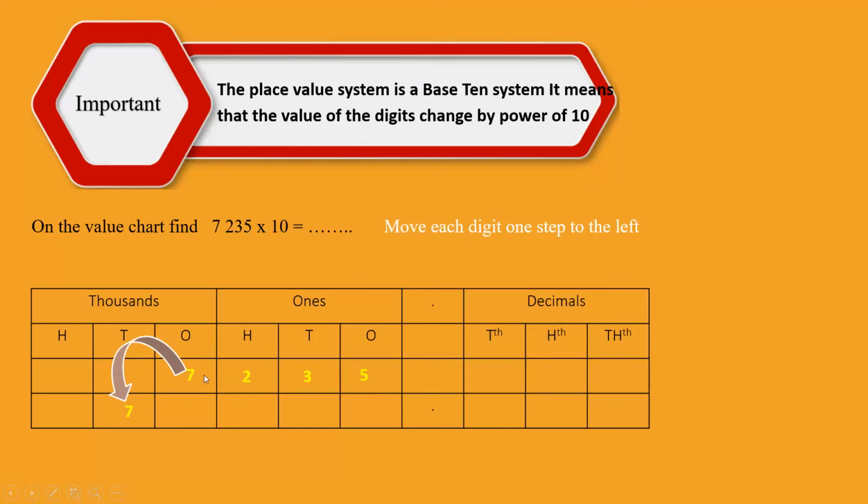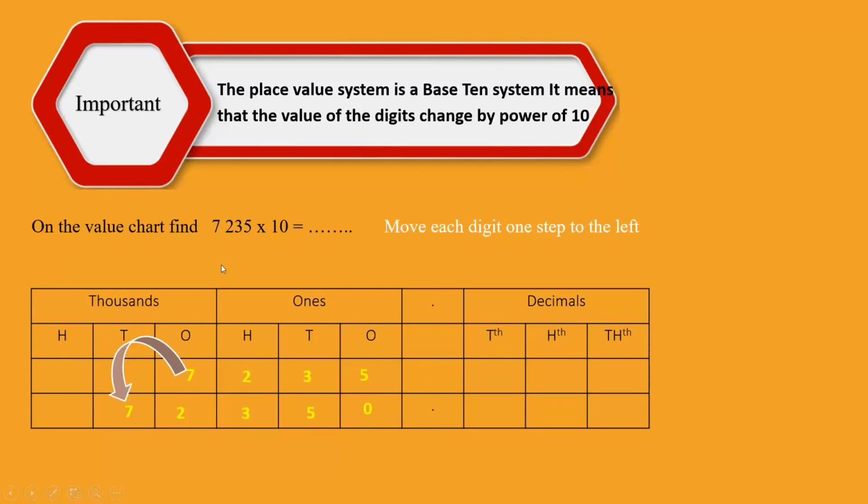And 2 will be in 1,000. And 3 will be in 100. And 5 will be in 10. And here we will let it empty. No, we will put 0. So the new number is 72,350. Did you get it?